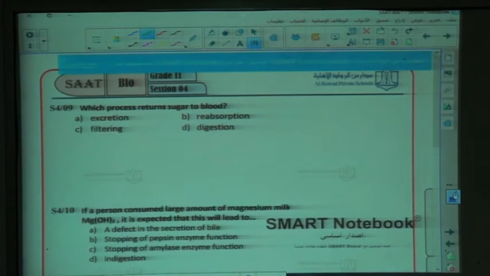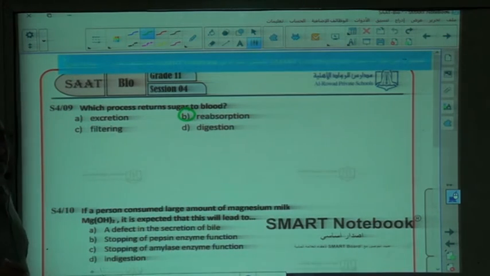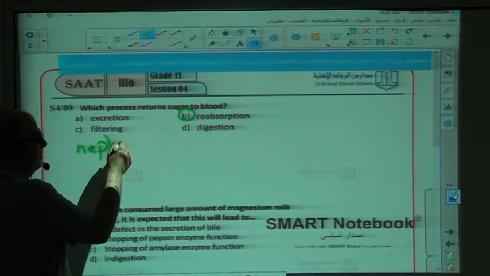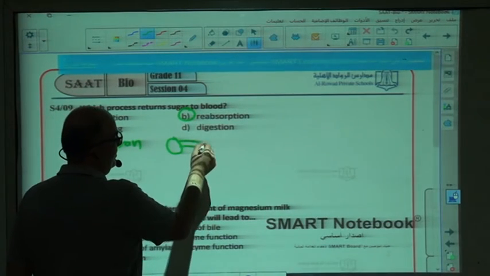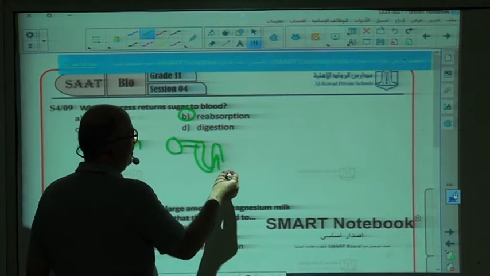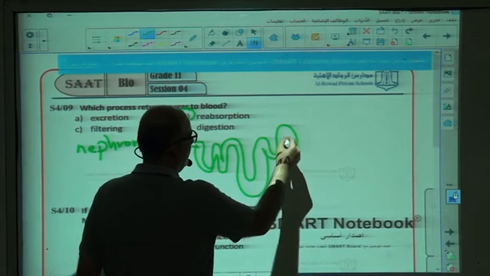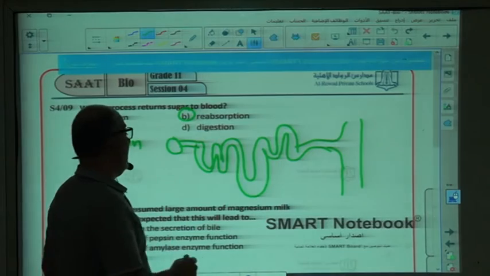Which process, guys, returns sugar to the blood? Absorption. Reabsorption, yes. Here, guys, we are talking about the excretory system, meaning the kidneys. The functional unit in the kidney, we call it the nephron. And the nephron, guys, consists of the Bowman capsule and renal tubules. This is the unit inside the kidney, and this is a collecting duct.